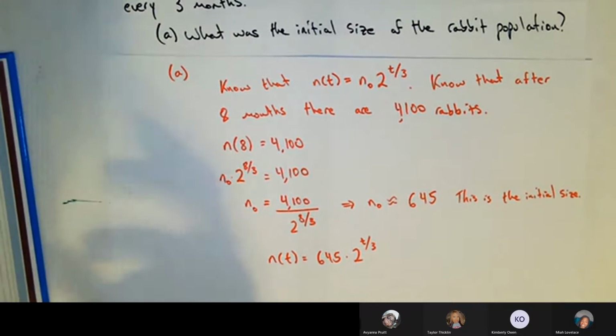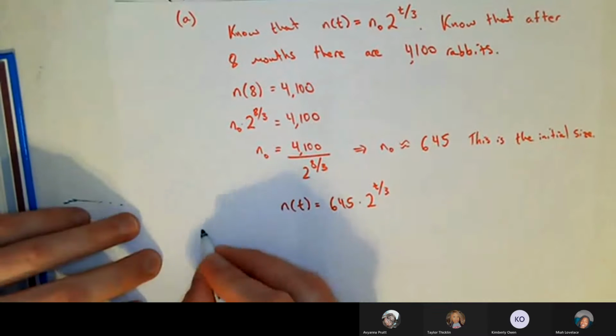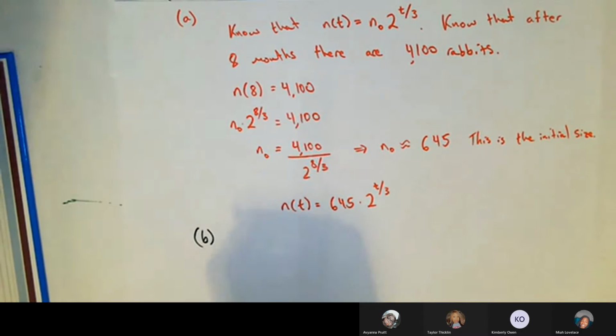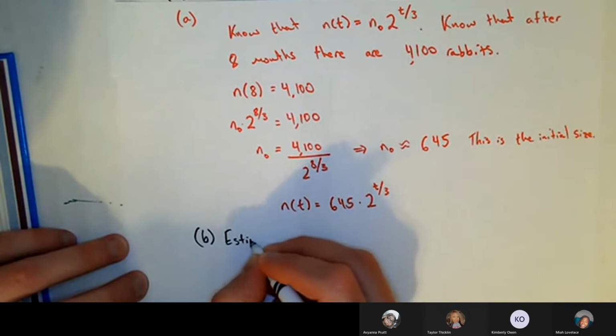All right, so part B, which I don't have written down yet. Let me write down the question for part B. Where is the question? Estimate the population 1 year after the rabbits were introduced. Okay, estimate.